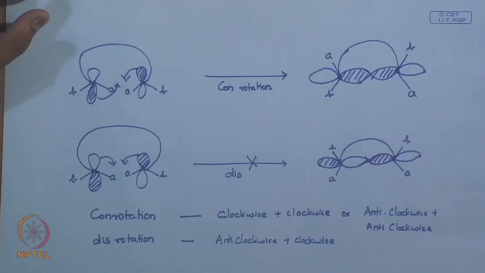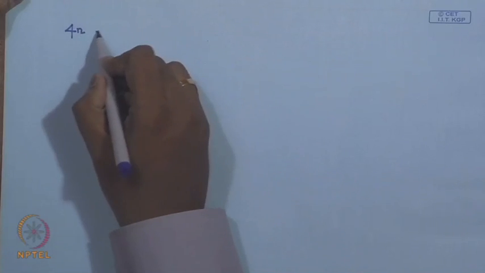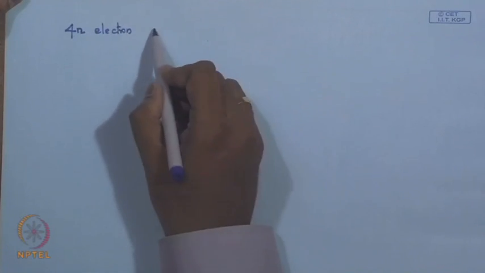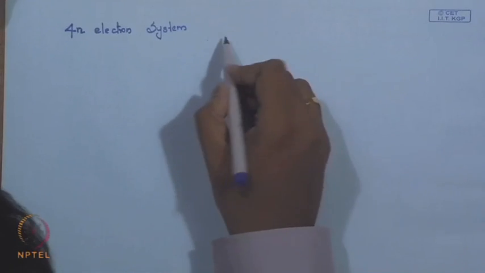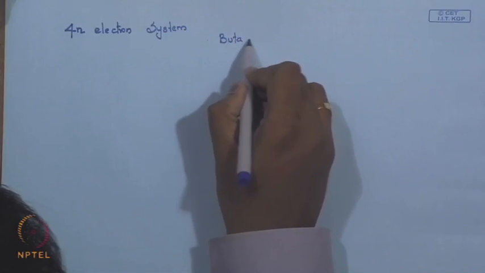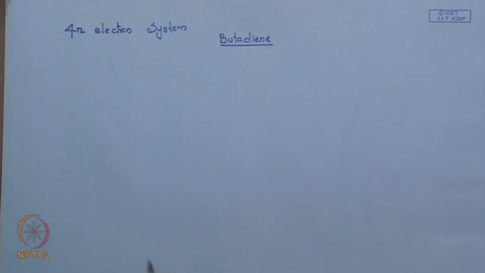Now, based on this, we will see how we can slowly understand the 4n plus 2 rule and everything. Now, we will take this system and the same analogy we will try to apply to your 4n system. Then we will apply the same analogy to your 4n plus 2 system. So, first we will slowly get into your 4n electron system. We will take the simplest system of 4n electron system, your butadiene. Now, we will try to understand how in butadiene we can think about this dis and con rotation.